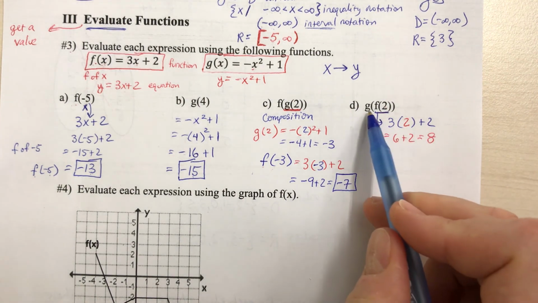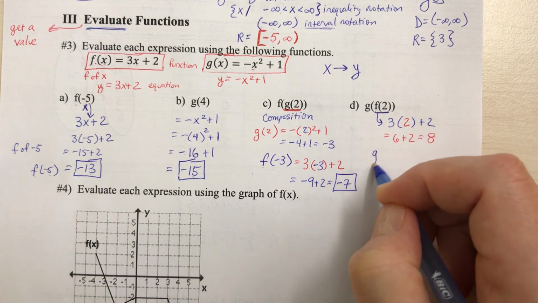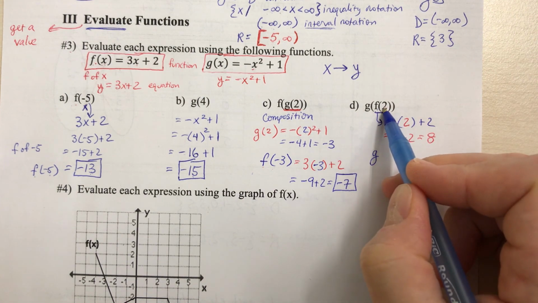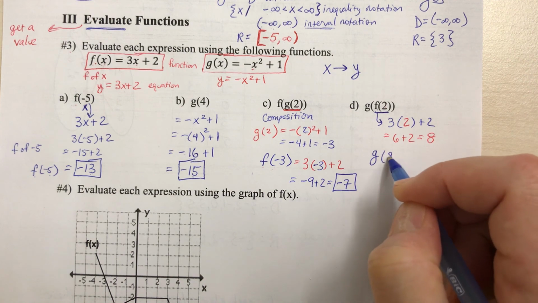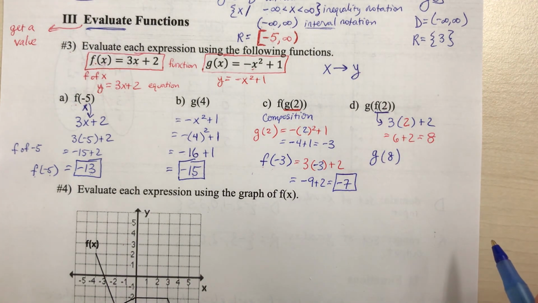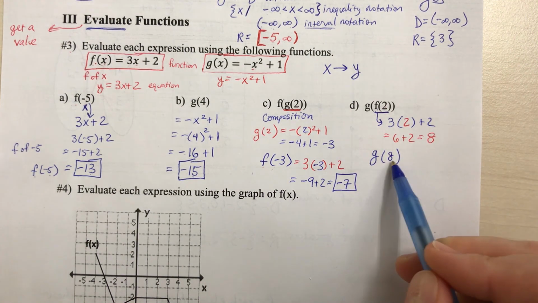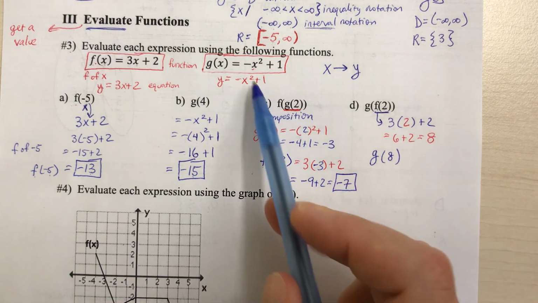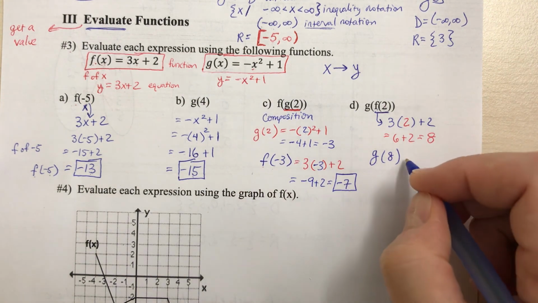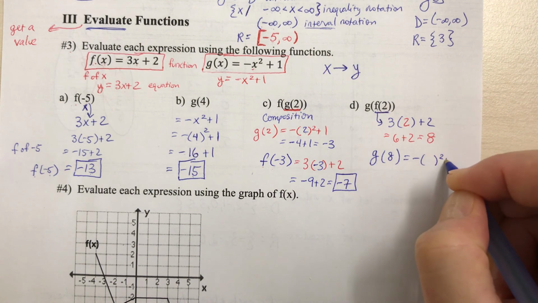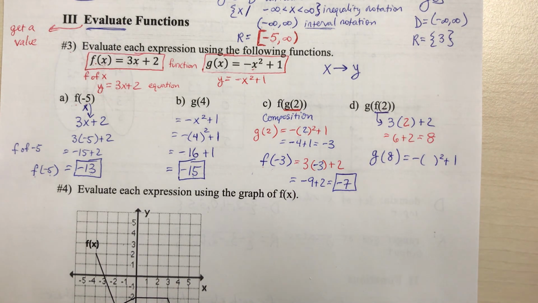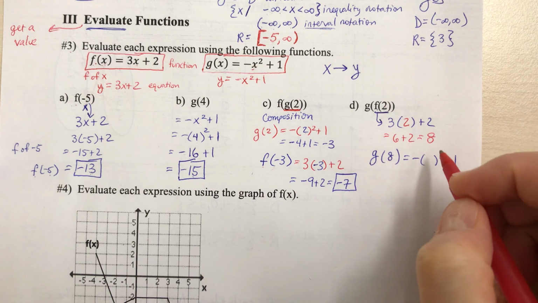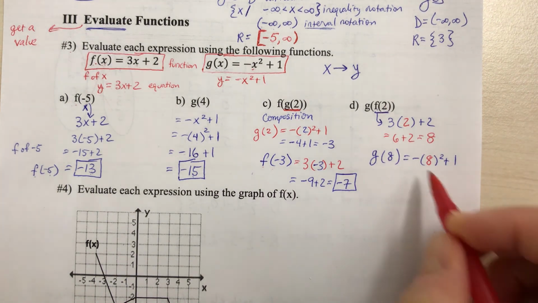All right, now I'm going to rewrite this. So we have g, and instead of f of 2, I can substitute the value 8. That was the range value. Now we're going to go to the g function, which was the opposite of x squared plus 1. The domain, the x value is 8. And now we work that out.